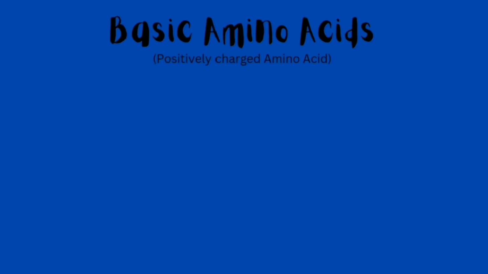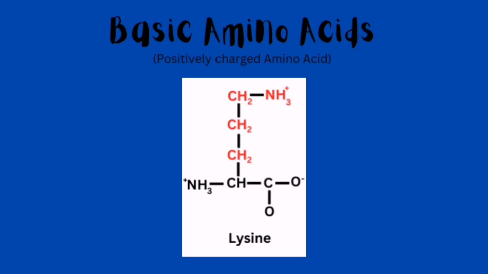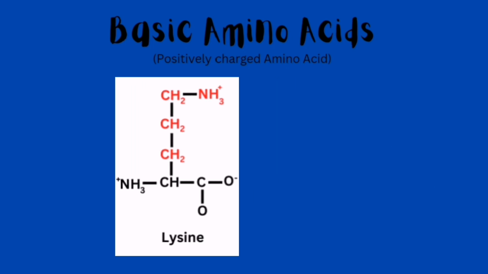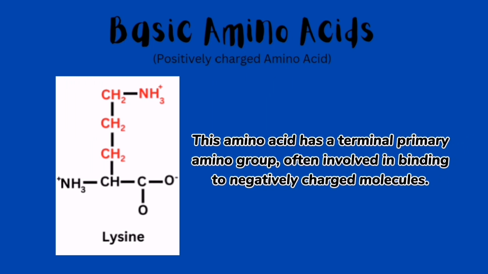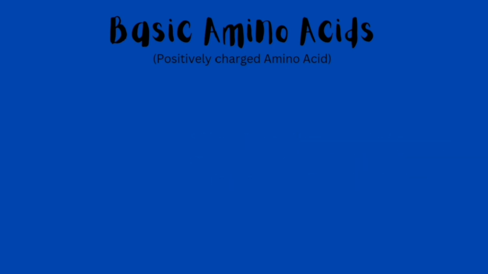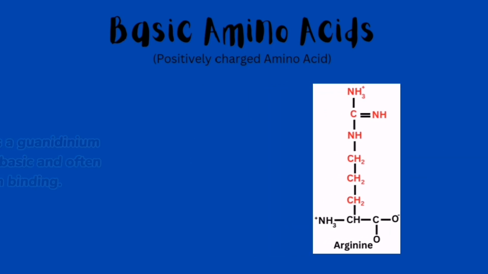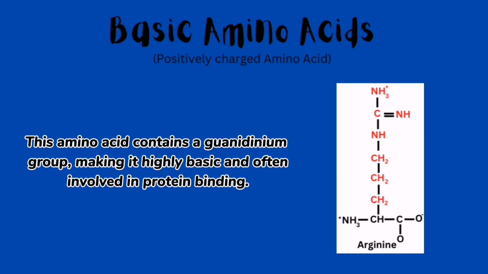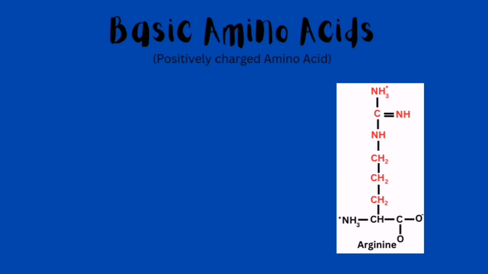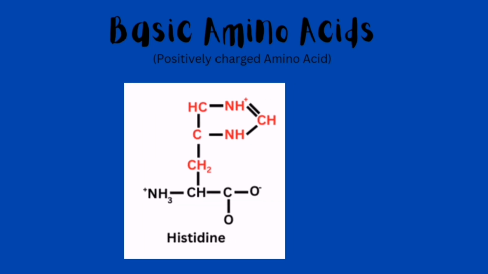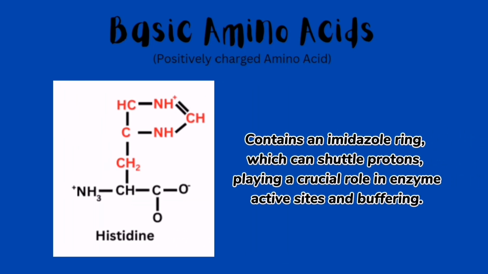Sir, how about the basic amino acids? Well, basic amino acids are also known as positively charged amino acids. First, we have lysine. This amino acid has a terminal primary amino group, often involved in binding to negatively charged molecules. Next, arginine. This amino acid contains a guanidino group, making it highly basic and often involved in protein binding. Lastly, histidine. This amino acid contains an imidazole ring, which can shuttle protons, playing a crucial role in enzyme active sites and buffering. We're done classifying amino acids based on their R groups.